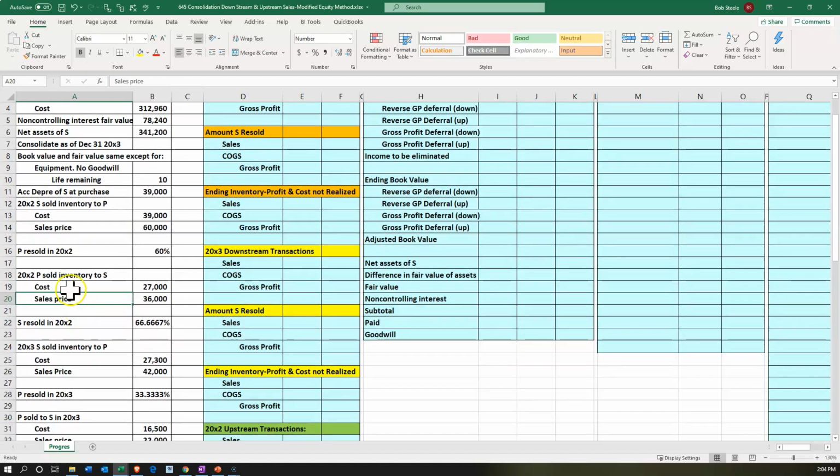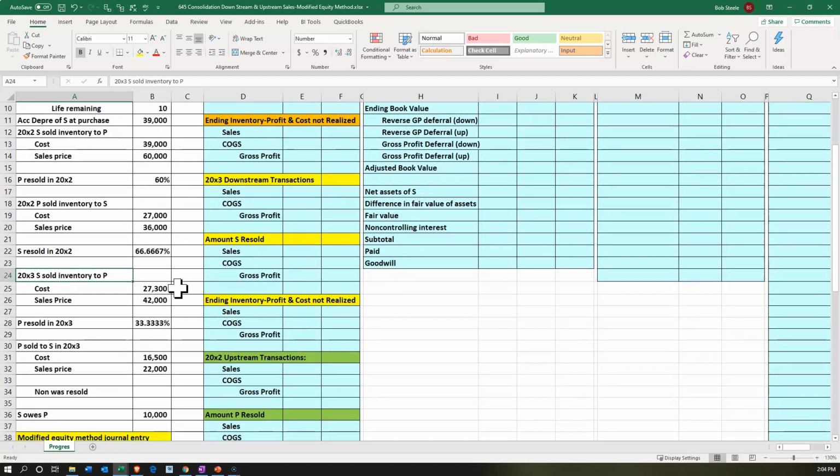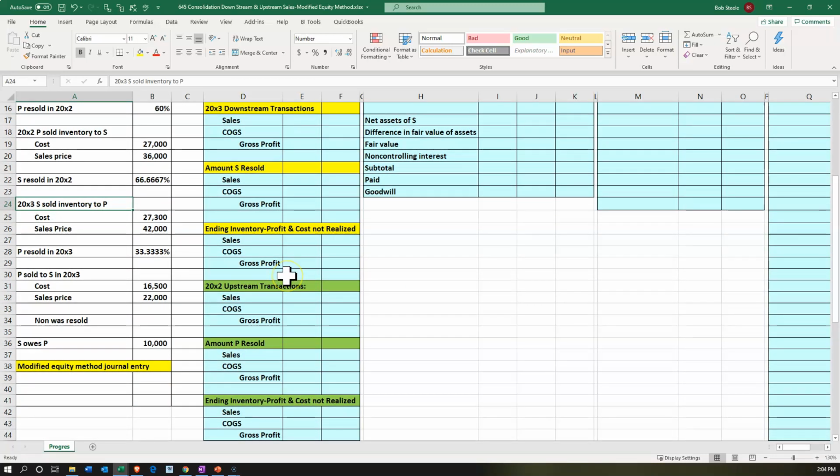Then in 20X2, P sold inventory to S. So now we're going the other way, P selling to S, for a price of 36,000 and $27,000 cost of goods sold. S resold in 20X2, again last year, 66.667%, or 2/3 of it. And now we're talking about the current year intercompany sales that took place, 20X3, the year that we will be consolidating.